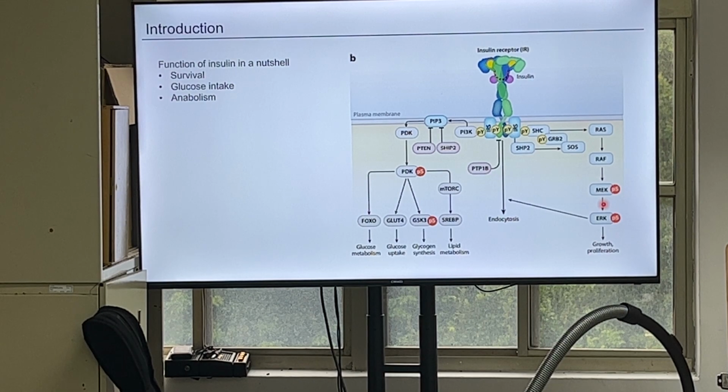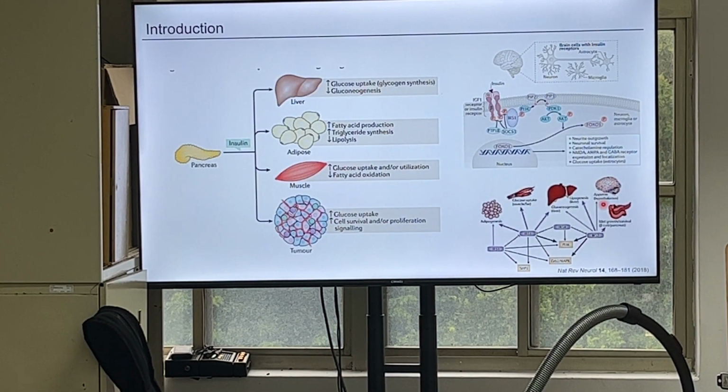Okay, so thank you for the detail, and let's move on. Basically, all mammalian cells have the insulin receptor, but it mostly appears in liver, adipose, muscles, and sometimes tumors. You can see there are different effects of insulin here, but mostly it is about nutrient storage or nutrient intake and survival. So that's why tumors show up.